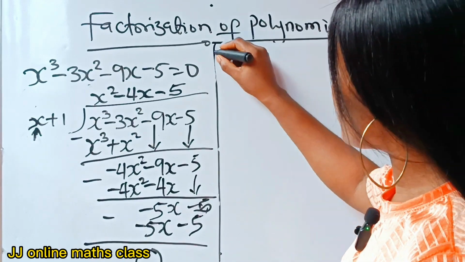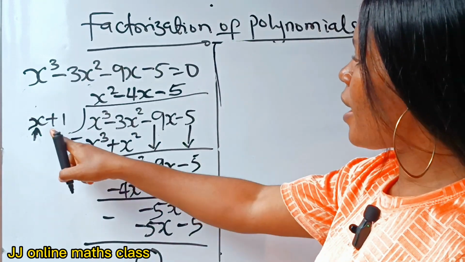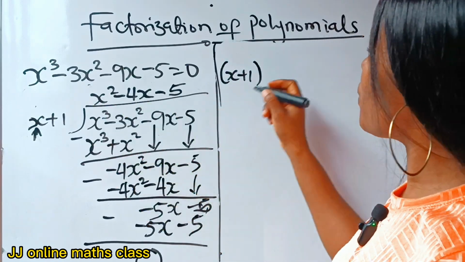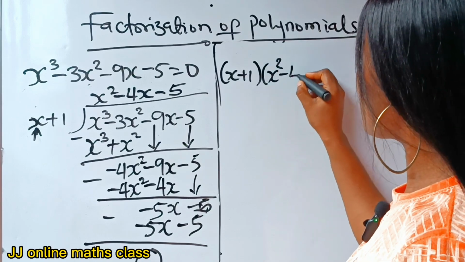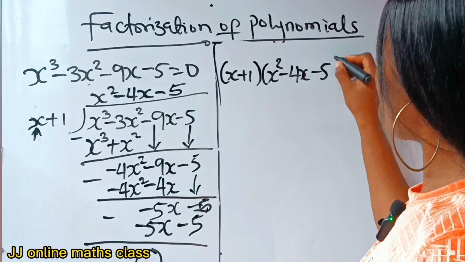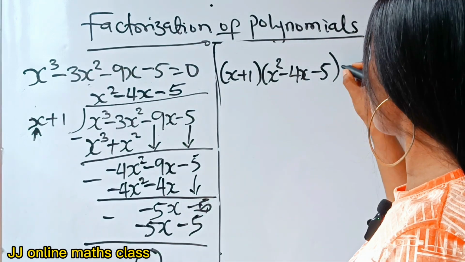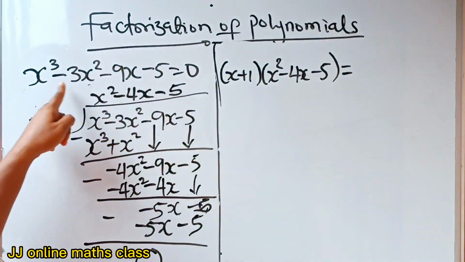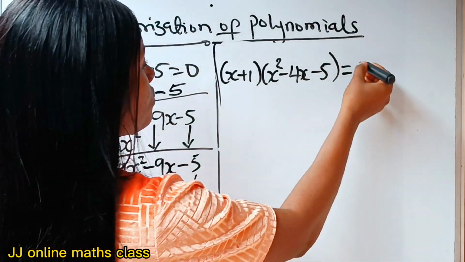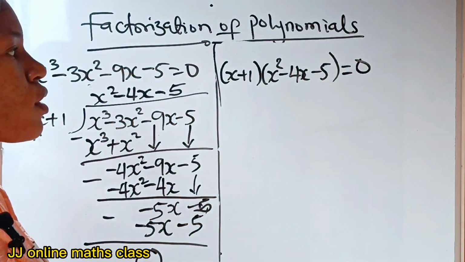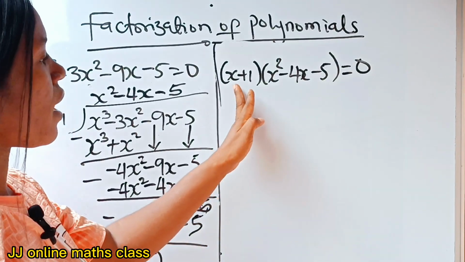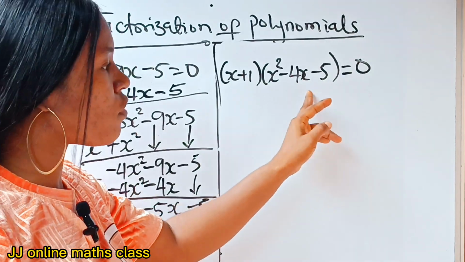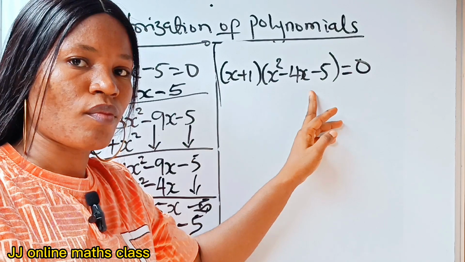So what do you do next? It means that x plus 1 multiplied by what you got, which is what? Okay, is equal to what you are trying to factorize, this whole thing. So it's equal to this thing, which is equal to 0. Now, what do we do next? Notice that we have this, but this is still what? A quadratic equation. So this time around, we need to factorize the quadratic equation, okay?